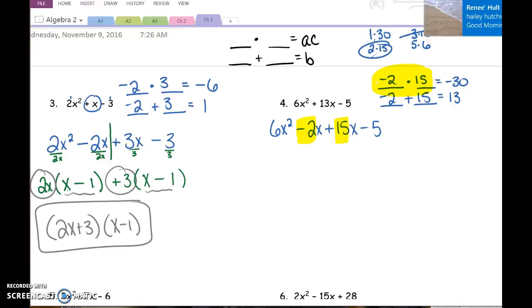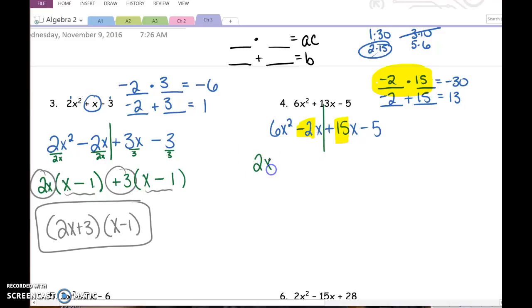Now that we have this written as 4 terms, we've uncombined that like term. Now we need to split this into 2 groups. 6x squared and negative 2x. What can I divide out of both of those? 2x. 6 divided by 2 is 3. X squared divided by x is x. Negative 2 divided by 2 is negative 1. X divided by x is also negative 1.